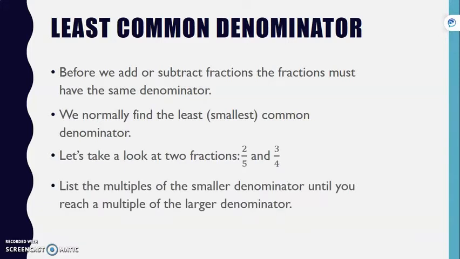We're going to list the multiples of the smaller denominator until we reach a multiple of the larger denominator. So our smaller denominator is 4. I'm going to list the multiples of 4 until I see a multiple of 5. So let's start. 4. Next one is 8. 8 is not a multiple of 5, so I keep going. 12, not a multiple of 5. 16, not a multiple of 5. 20, ding, ding, ding, that's a multiple of 5 because I can go 5, 10, 15, 20. I can reach it. So 20 would be our common denominator.